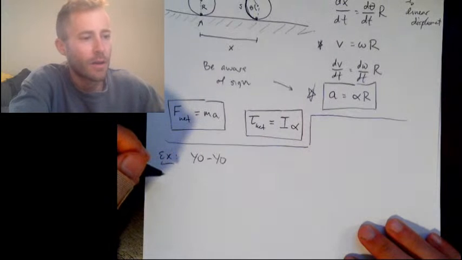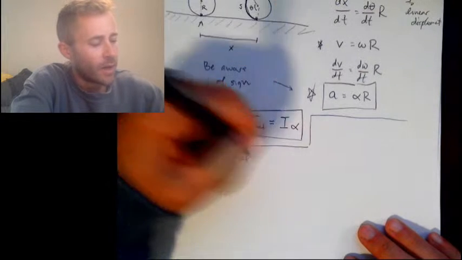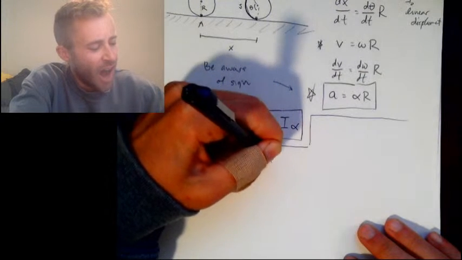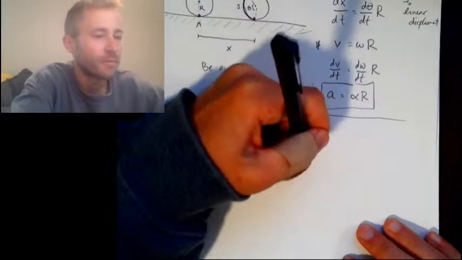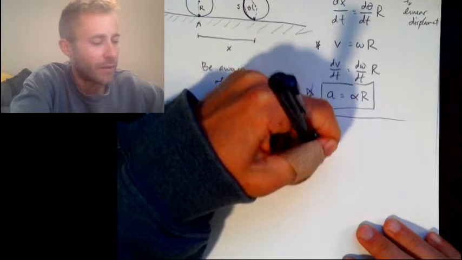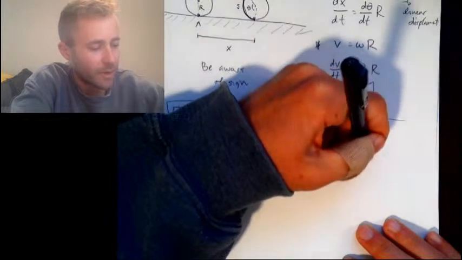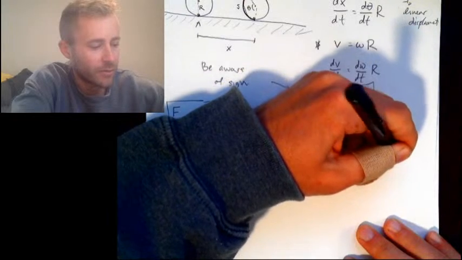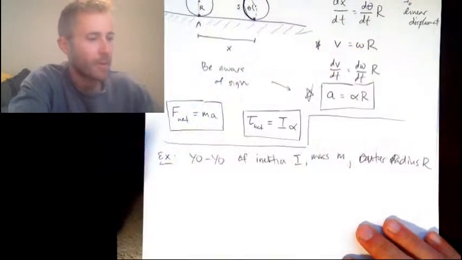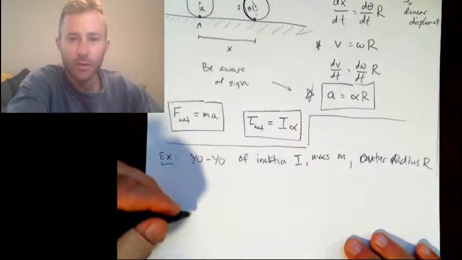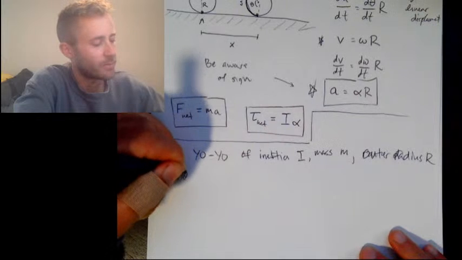Okay? And the yo-yo has inertia, which is given by I. It has mass m, and it has, I'm going to say, outer radius, big R. Okay? So let's look at what this yo-yo looks like from a side view.